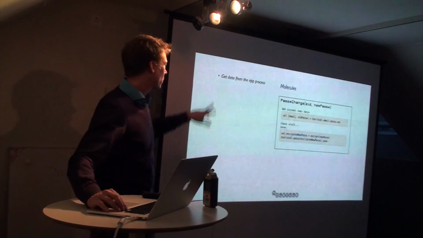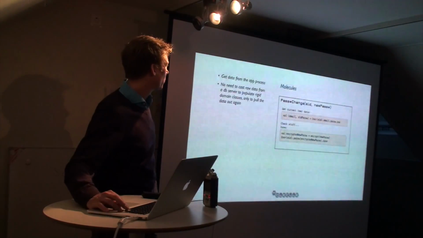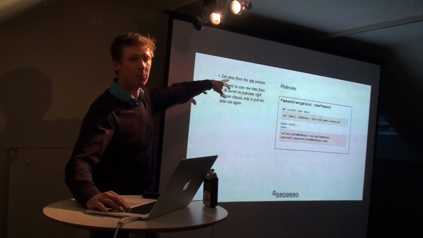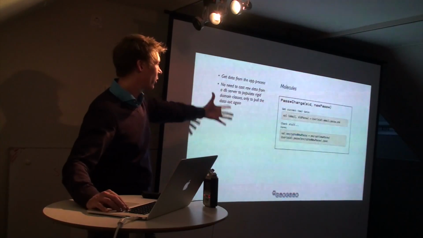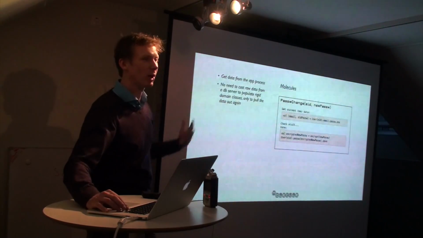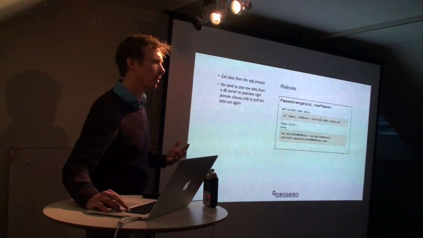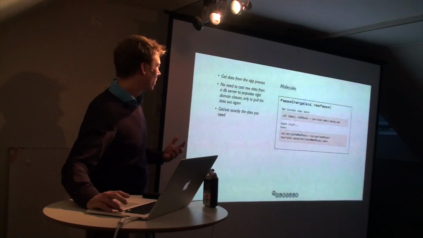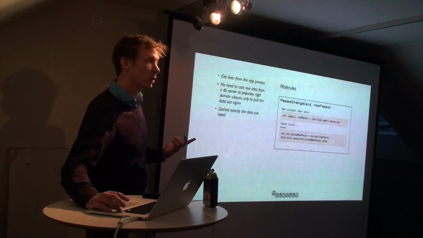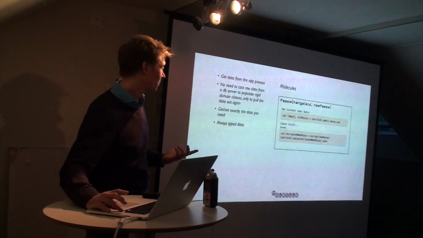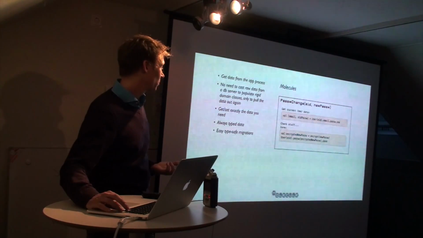It just has some three points. You get the data from the app process as we've been talking about, and you don't need to cast raw data from the database server to populate rigid domain classes, only to pull out the data again. That's what I was talking about. And you can get exactly the data you need, nothing more, and even optional data. And it's always typed data.